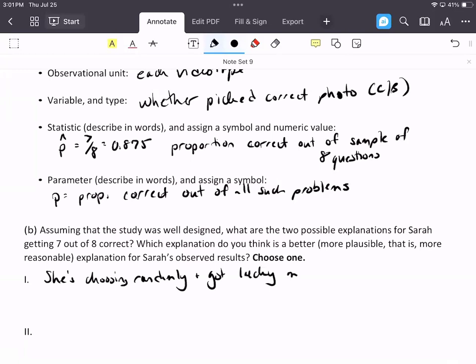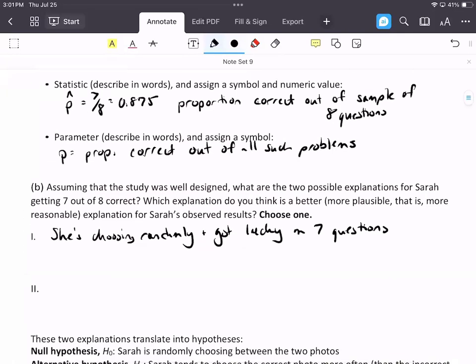She got lucky on 7 questions. The other option is that maybe she really can solve. She knew what she was doing and was choosing correctly. So she can solve, and there we go. She actually knows what she's doing.